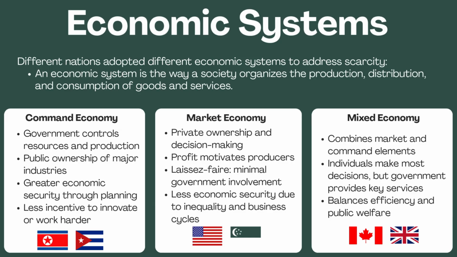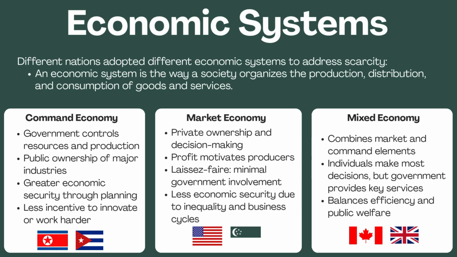An economic system is the way a society organizes the production, distribution, and consumption of goods and services. They were created because different nations adopted different economic systems to address scarcity. There are three main types of economic systems.